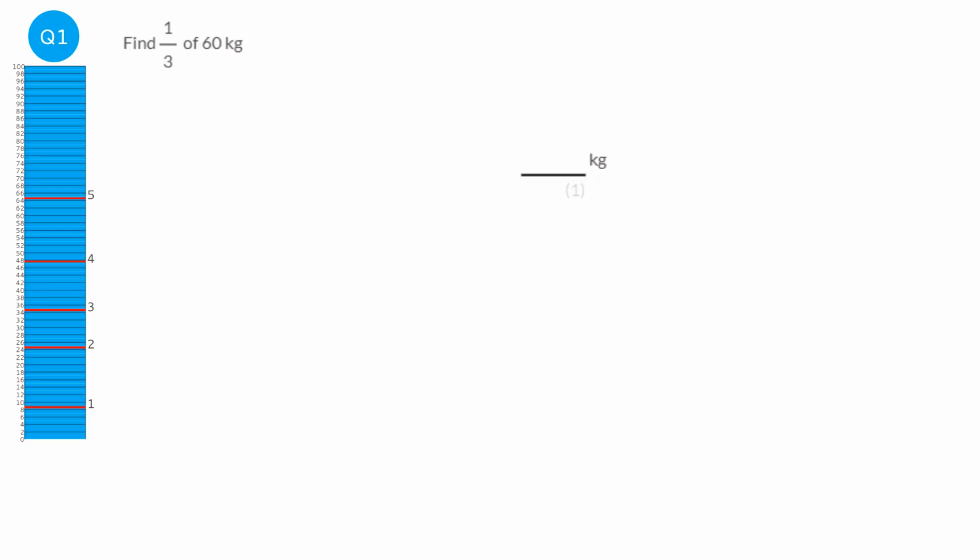Enjoy! To find a fraction of an amount, what we do is we divide by the bottom of the fraction, times by the top. So we're going to do 60 and we're going to divide it by the bottom of the fraction, the denominator, which is 3. And 60 divided by 3 is 20. Then we're going to do 20 times 1, which will just remain 20. So our answer is 20 kilograms.